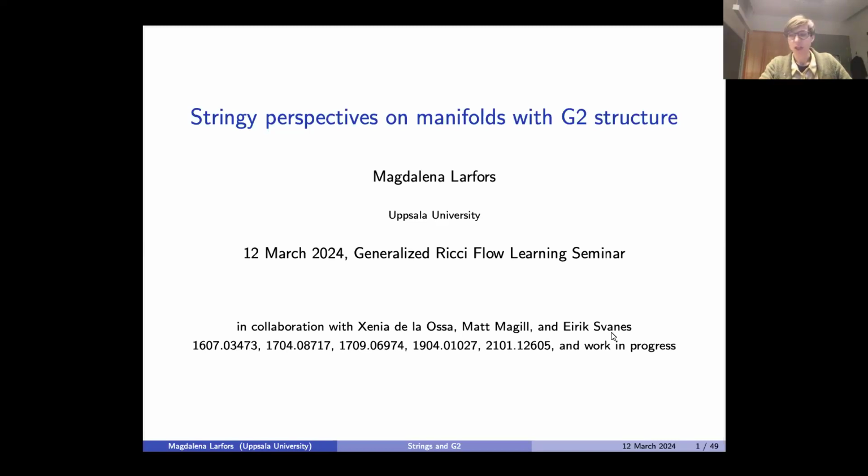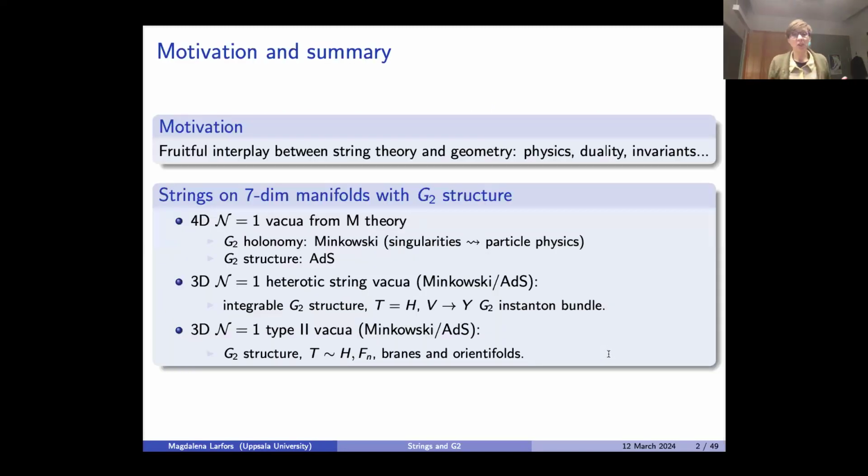Now I'll have to check if I can get this to work. Like that. Okay, so the motivation that I have for studying this comes from string theory and the fact that in string theory there is a rich interplay between geometry and physics, where the physics is determined by the geometry, and vice versa. We can use physics to understand things about geometry. And these seven-dimensional manifolds with G2 structure appear in different settings in the string theory world.